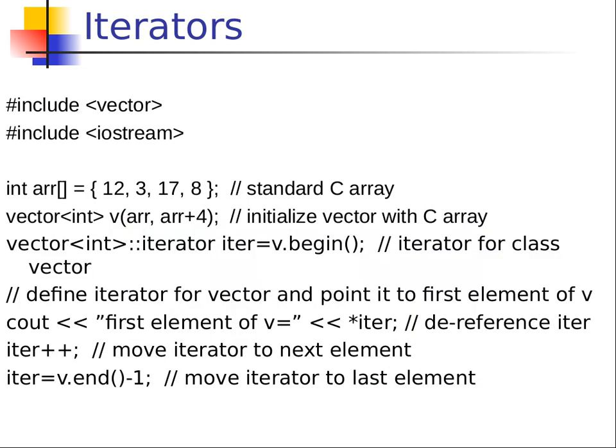All right, what do we got here? This is just going to print out, okay. First element of V is, of course, 12. This would increment it to point to 3, and then this would set it to point to the last. Note that I'd do V dot end minus 1.